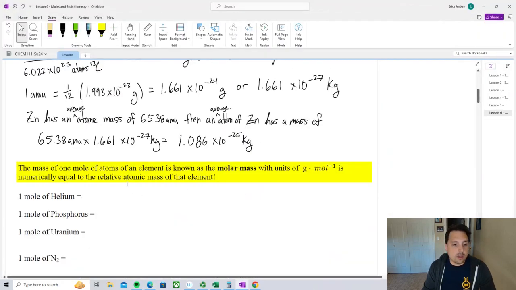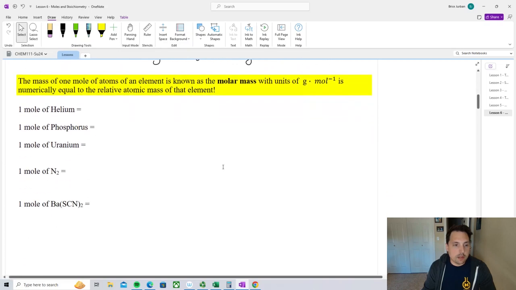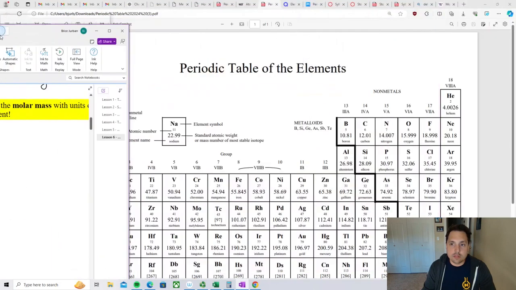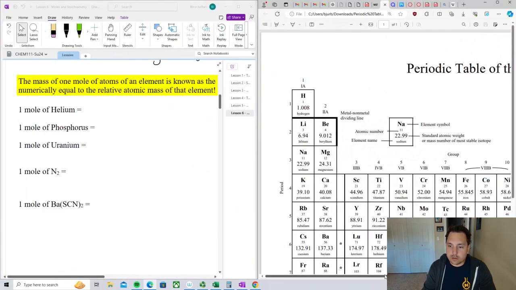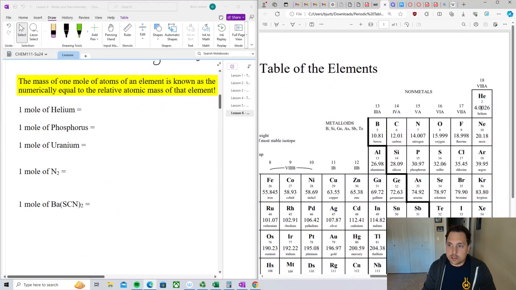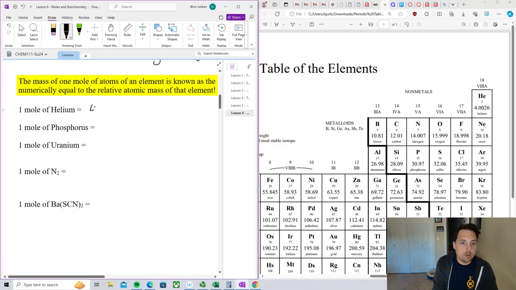So let's look at helium, for instance. 1 mole of helium is going to weigh 4.0026 grams per mole. So 1 mole has a mass of 4.0026 grams.